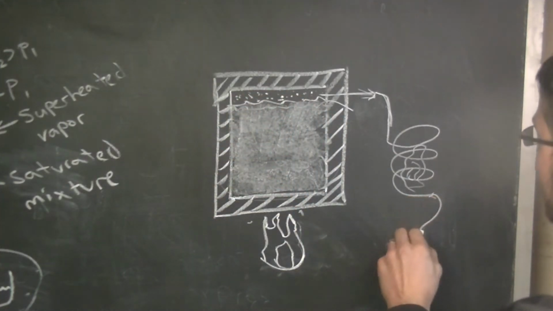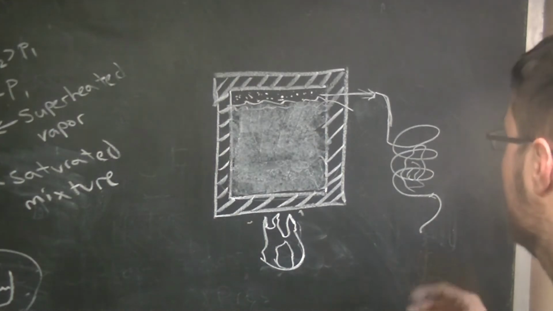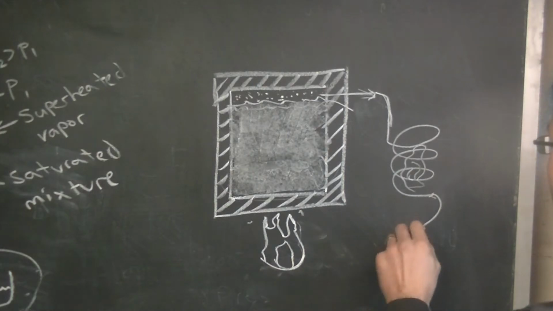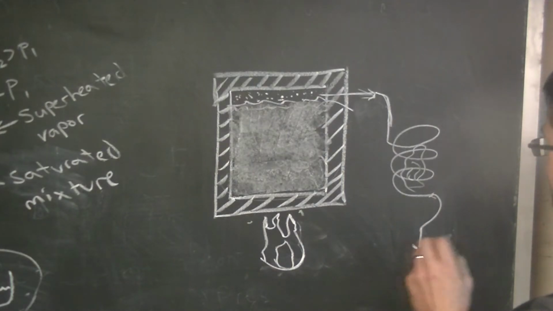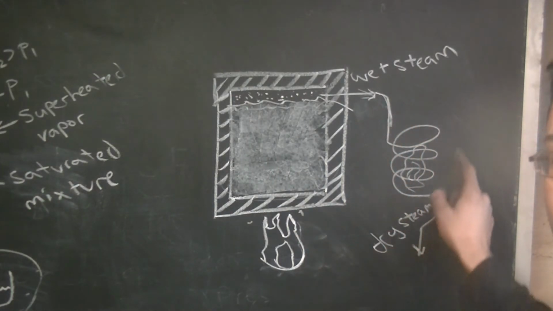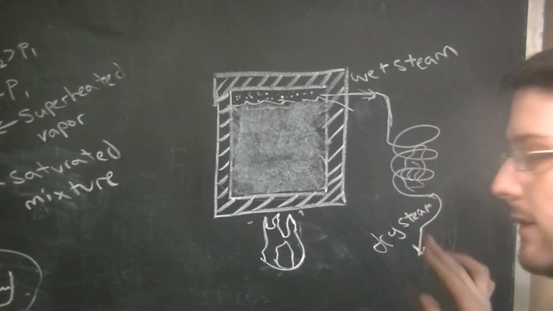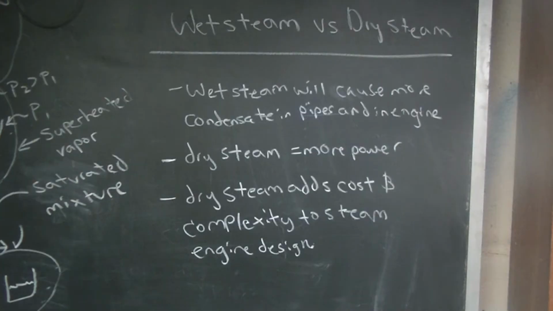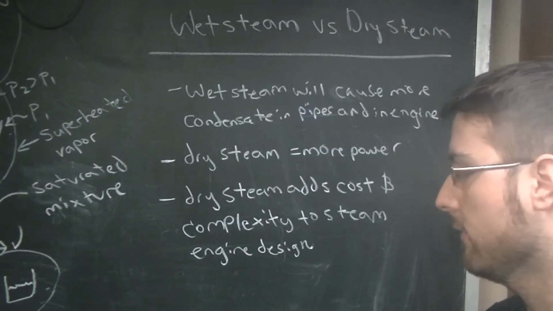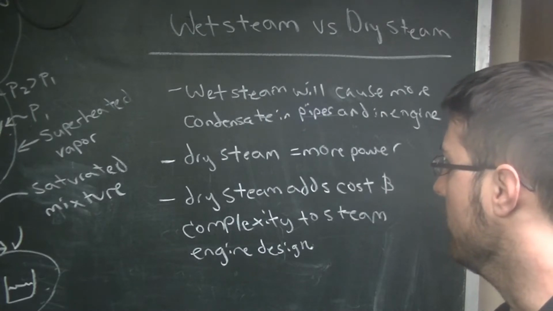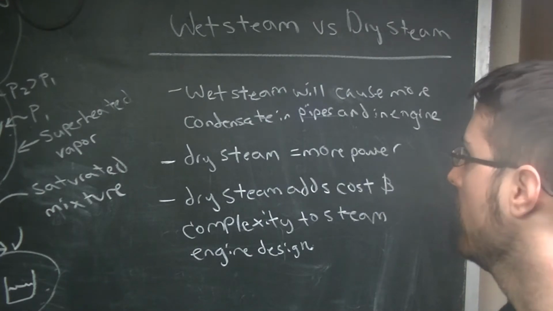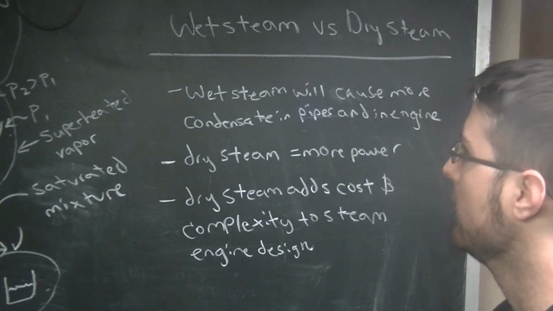And what that does is cause any liquid water molecules to turn to a pure gas, and then you have dry steam here. And this guy right here is called a superheater, and you need a superheater to make superheated steam. So after all that, let's finally talk about, in terms of running a steam engine, what are the differences between wet steam and dry steam?